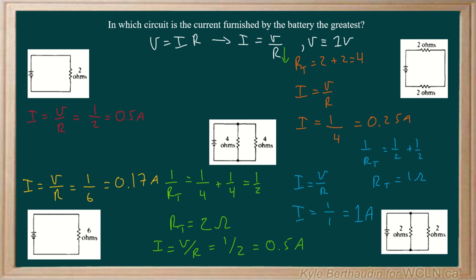And as we can see, that is the greatest current of all of the options. So the parallel circuit with two 2 ohm resistors has the greatest current. Once again, we also could have figured that out conceptually by understanding that resistors in parallel increase the current. But as long as those resistors are small, they will give us the greatest current.